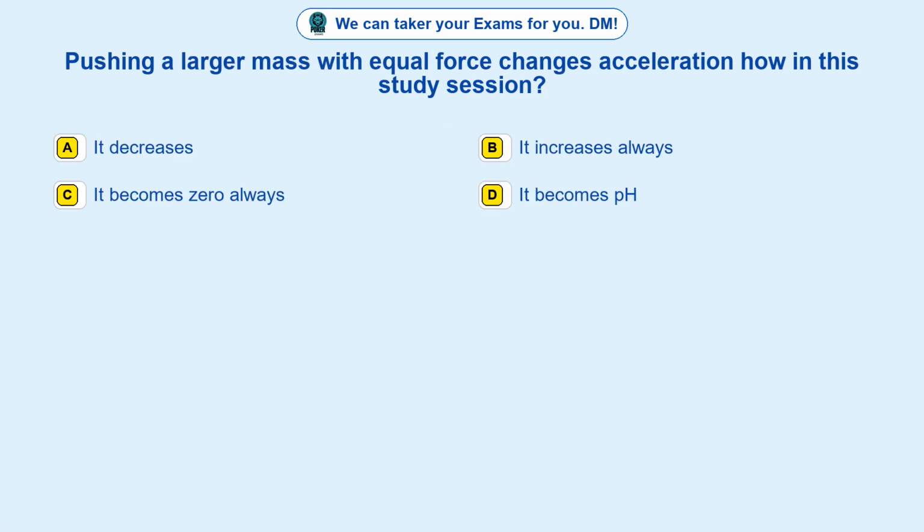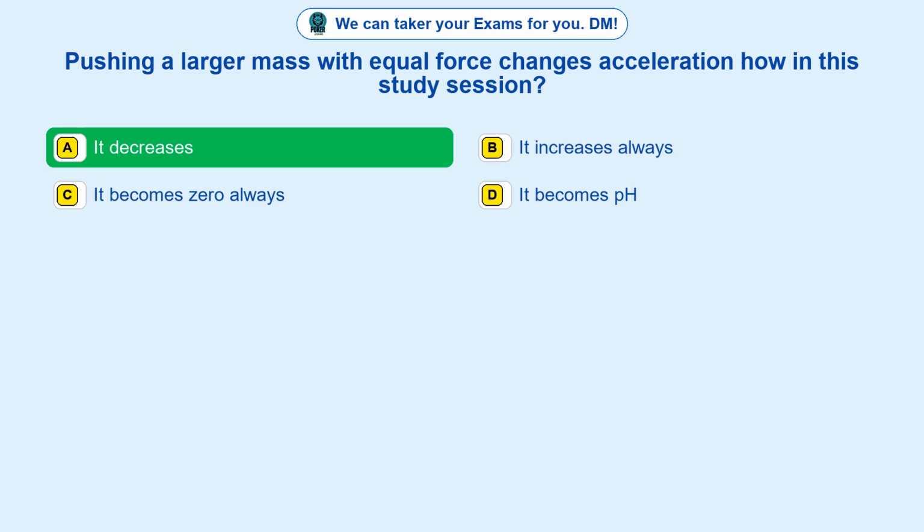Question 58. Pushing a larger mass with equal force changes acceleration how in this study session? Option A, it decreases. Option B, it increases always. Option C, it becomes zero always. Option D, it becomes pH. The correct answer is option A.